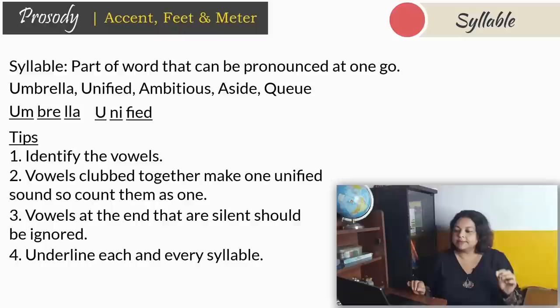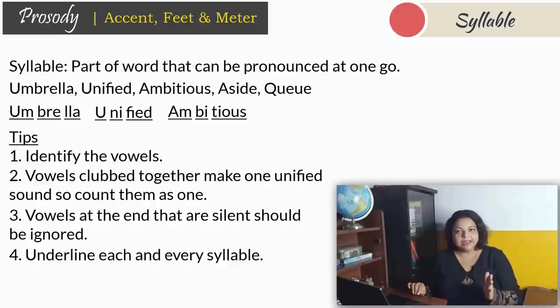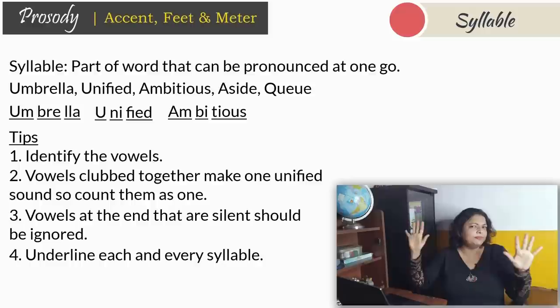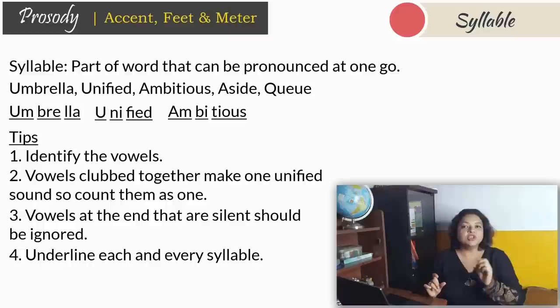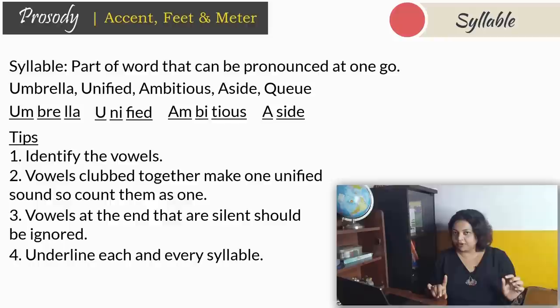Then you have ambitious. See, T-I-O-U-S, it has three vowels, I-O-U, doesn't matter. You're pronouncing it as shus, so it's only one syllable. So, ambitious is also trisyllabic. The next word which I had given is aside. In aside, A is pronounced, but E is not pronounced, I is pronounced, okay? So, we can say that it has two syllables, aside.